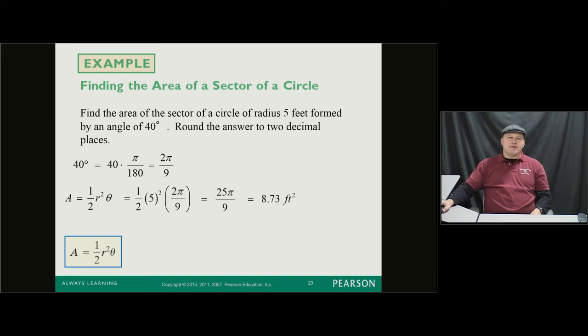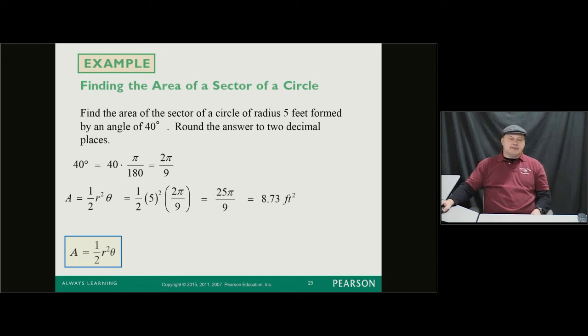You're like, well, how do you know it's square feet? Because area is in square units and the units are in feet, because that's what they said the radius was, 5 feet. So this is an example of finding the area of a sector. The biggest part of this problem, though, is to make sure your theta is measured in radians. It's very important. So not degrees. Sometimes they'll give it to you in radians and sometimes they won't.